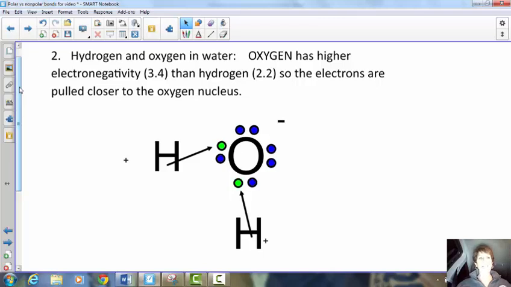All right, here's another example, hydrogen and oxygen in water. So oxygen has a higher electronegativity, it's a 3.4. Hydrogen only is a 2.2. So the electrons are pulled closer to the oxygen nucleus, and you can see when I do my Lewis dot diagram, I have the hydrogen's electrons much closer to the O than to themselves. When it looks like that, it is part of a polar bond.